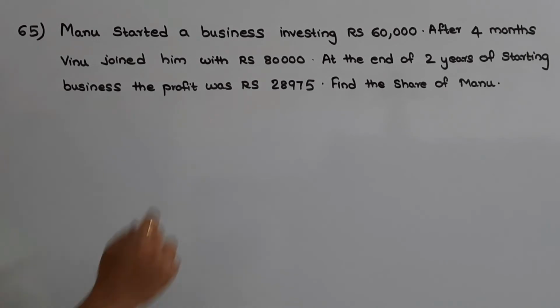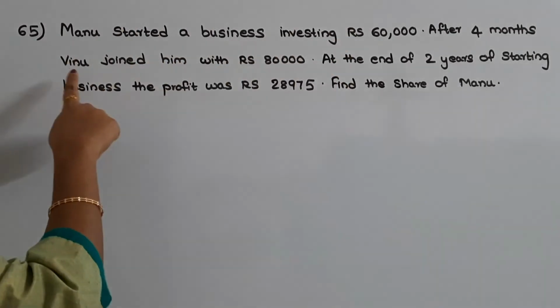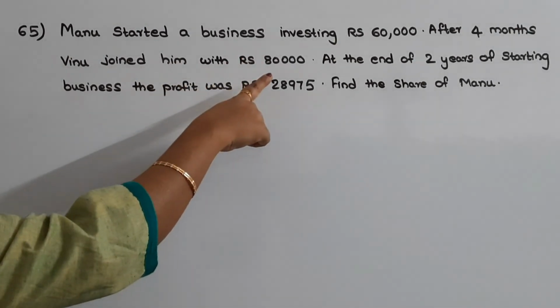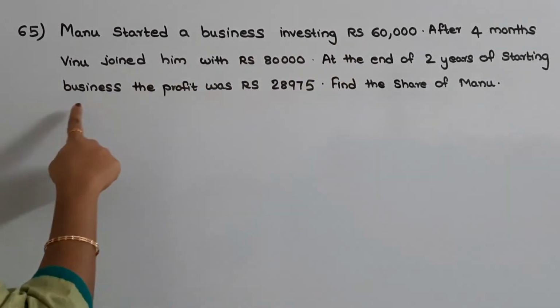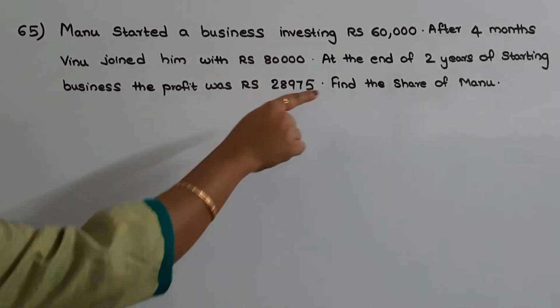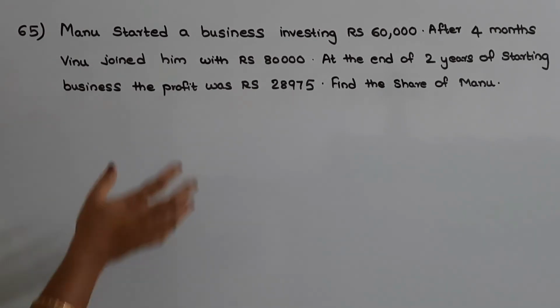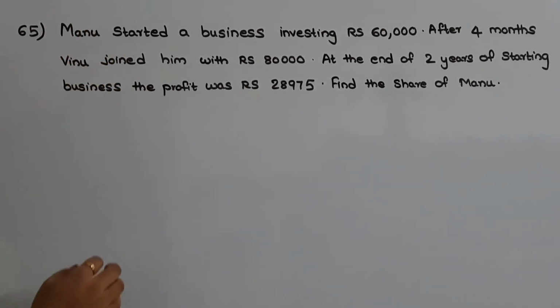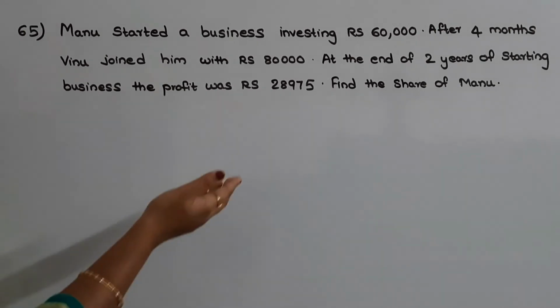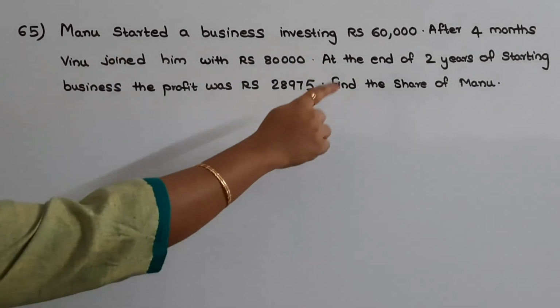The next question is, Manu started a business investing rupees 60,000. After 4 months, Vinu joined him with rupees 80,000. At the end of 2 years of starting business, the profit was rupees 28,975. Find the share of Manu. So in this question, they have given the money invested by 2 persons, Manu and Vinu. They have also given the total profit earned by them after the end of 2 years. We need to find out the share of Manu.